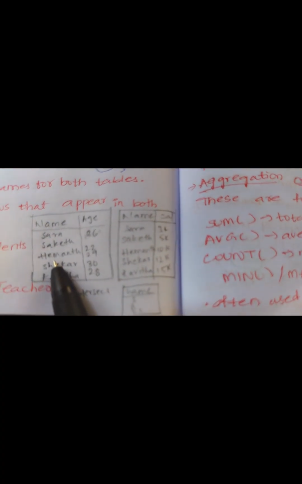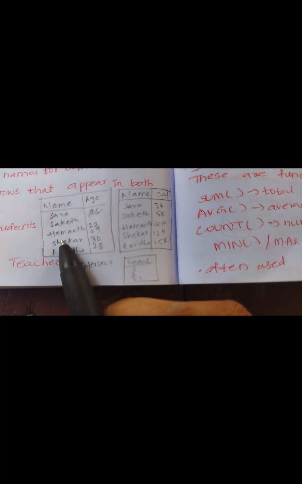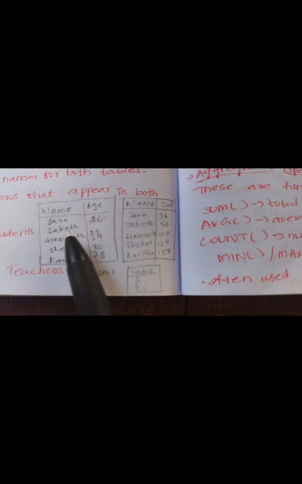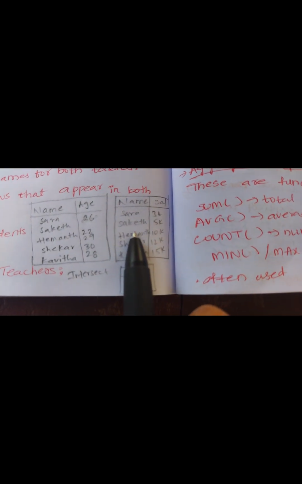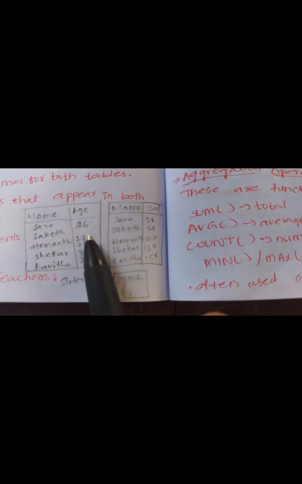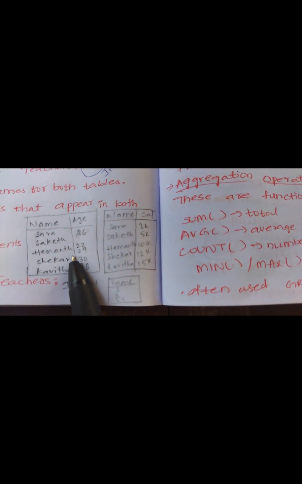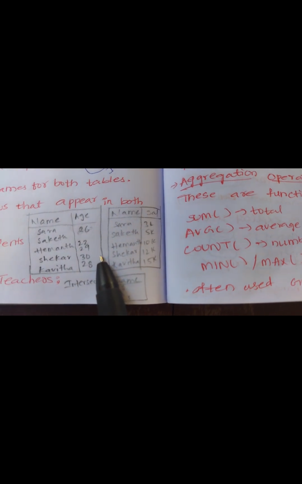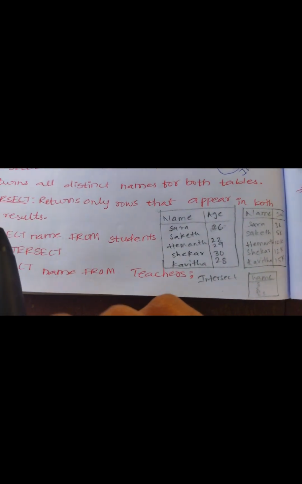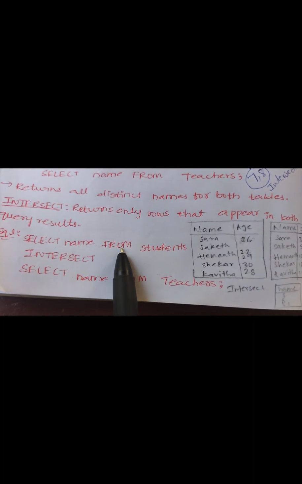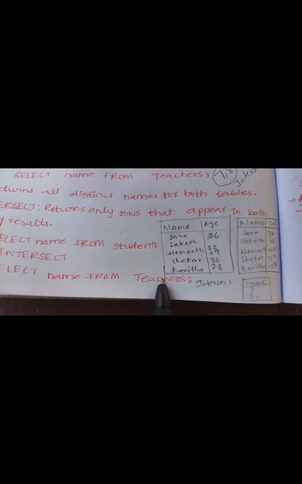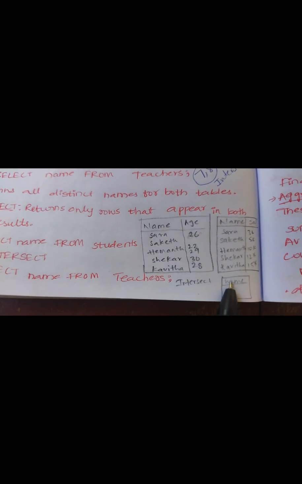For example, here A is a table containing some names and some other columns, and here is another table containing some of the same elements, like the same name. Here age is included, here salary is included. In these two tables, the common element is name. Returning the common element is known as the intersection concept. Here select name from student, intersect with the second table, select name from teachers. Then the result is the intersection, which is nothing but the common elements, like names.